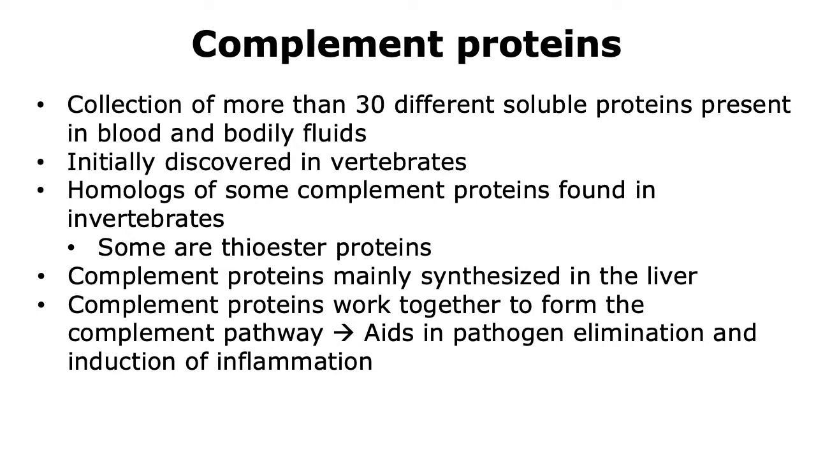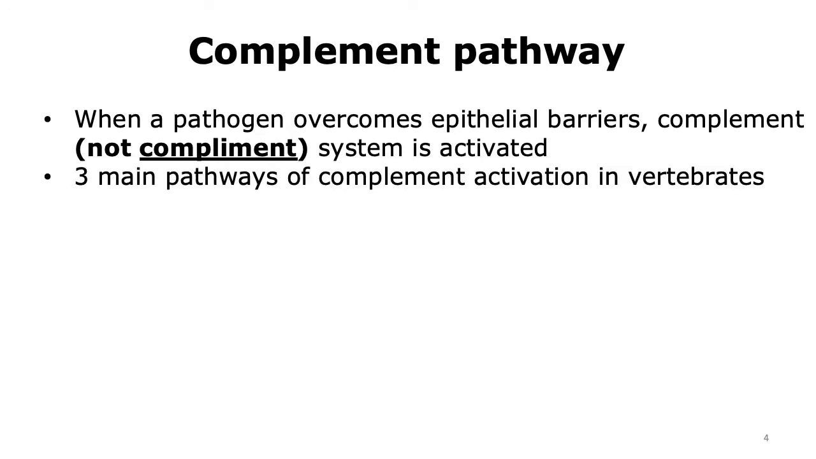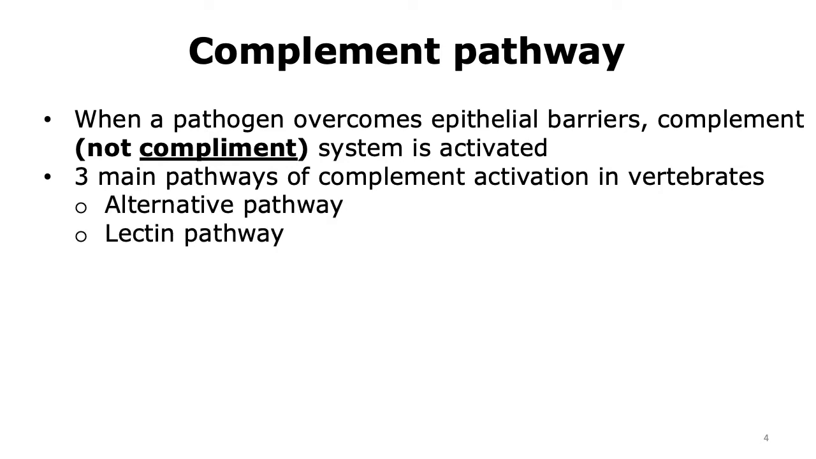These complement proteins on their own are not antimicrobial in nature, but when the complement pathway gets activated, that is when pathogens can get eliminated. When a pathogen is able to overcome the epithelial barriers of the host and enter the host, that is when the complement system is activated. There are three main pathways of complement activation that have been studied in vertebrates. The first one is called the alternative pathway. The second one is the lectin pathway. And then we have the classical pathway.